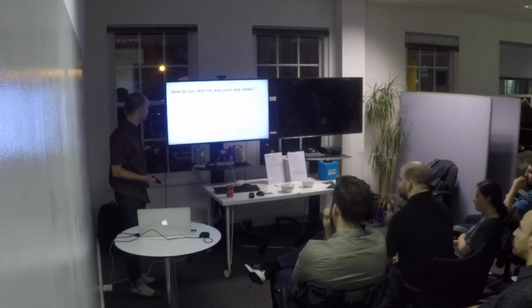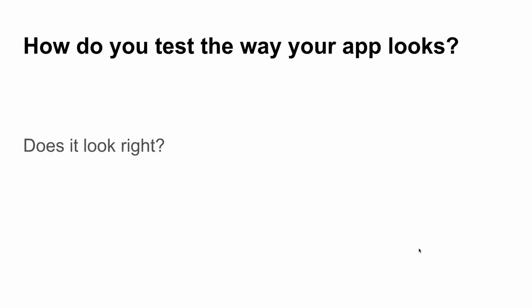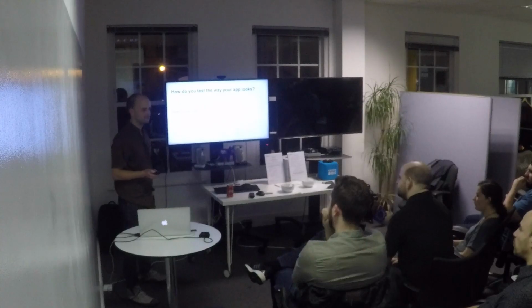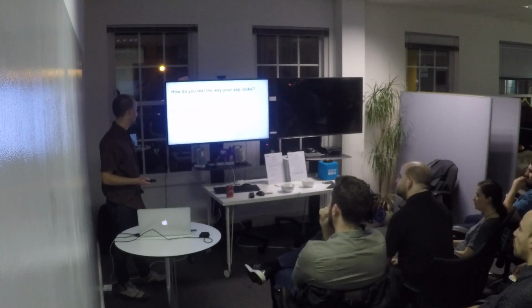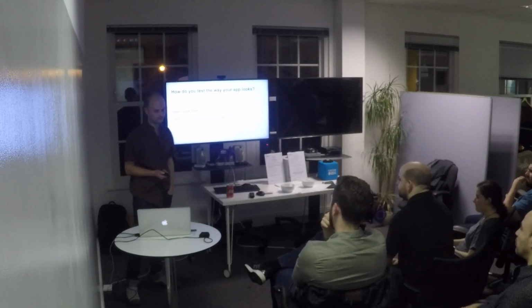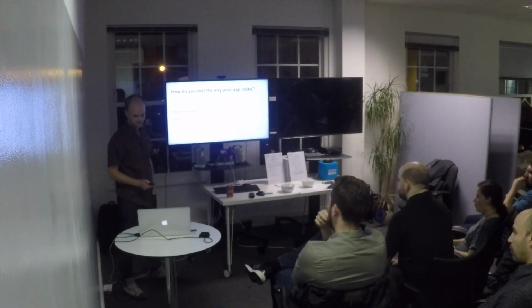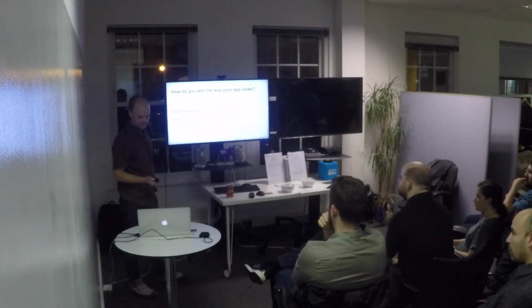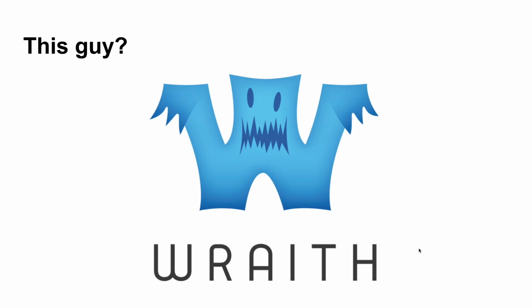What you could ask is, does it still look right? If you wanted something to automatically check, but I don't think probably computers are very good at judging that. So probably what you could do is ask, does it still look the same as it used to when you're deploying a new version? So you need some kind of tool that could let you do that, and that's what this guy does, Wraith.